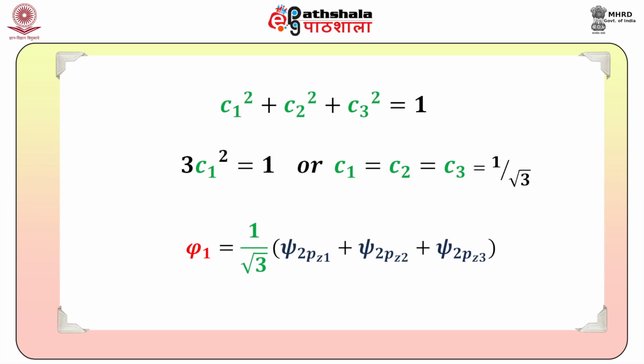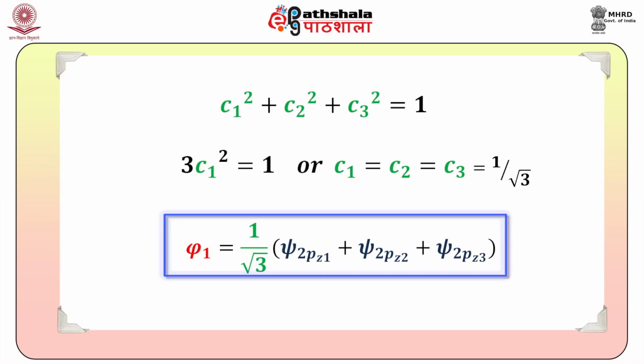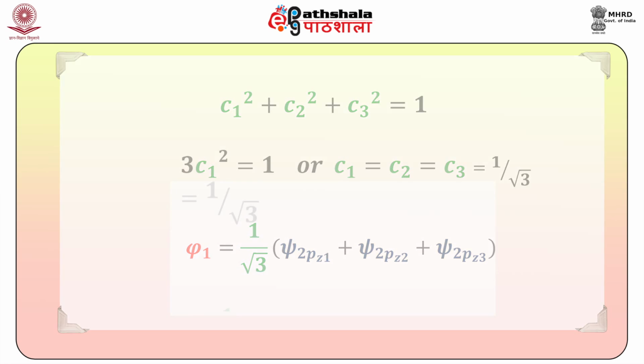So following this whole procedure, we find that when lambda is equal to -2, the values of the 3 coefficients C1, C2 and C3, each one of them is individually equal to 1 upon under root 3, and therefore the corresponding wave function for the molecular orbital becomes psi 1 is equal to 1 upon under root 3. Then in the brackets we have psi 2pz1 plus psi 2pz2 plus psi 2pz3.